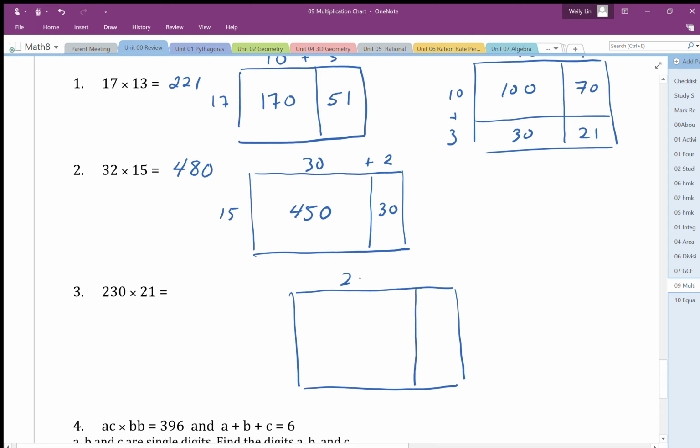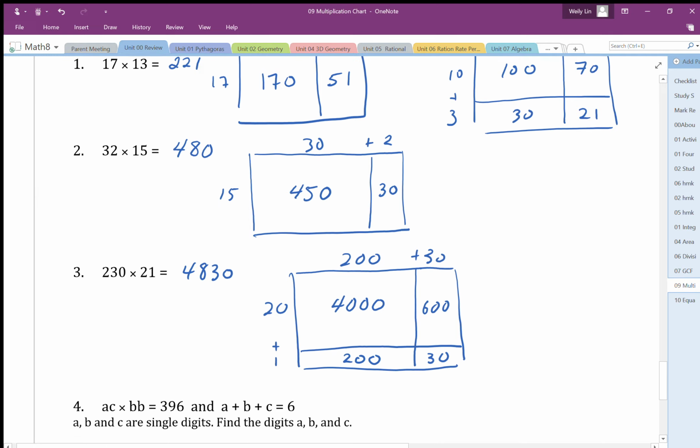Okay, so I'm just going to break this up into 200 plus 30, and that extra one I'm not liking so much, so I'm just going to do 20 plus 1. So 2 times 2 is 4, and I annexed 3 zeros. This will be 600. 1 times anything is itself. So I end up with 4,830. And again, you can decompose this in multiple different ways and get the same answer.